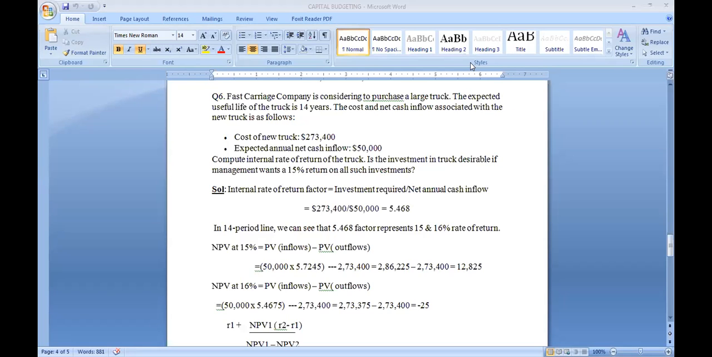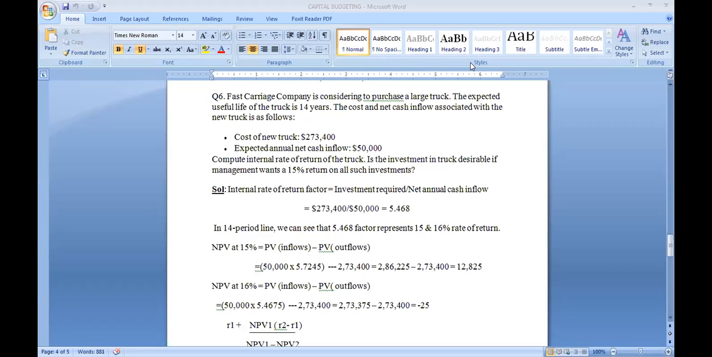Now here, the question is very simple because we are already given one figure for annual inflow. We do not have to calculate the average inflow. It's already given to us in average form. It's 50,000. Now we have to compute the internal rate of return, and we have to tell whether the management should pursue it or not. The management actually wants a 15% return on all such investments. So we will see whether the internal rate of return comes out greater than this 15% or not, and then we will decide whether we should go for it or not.